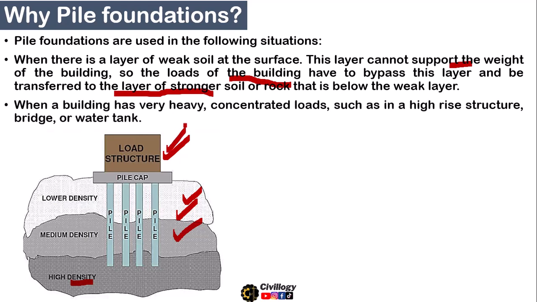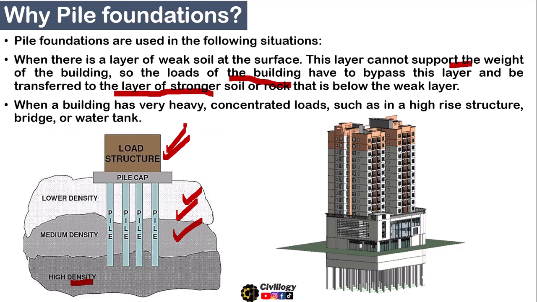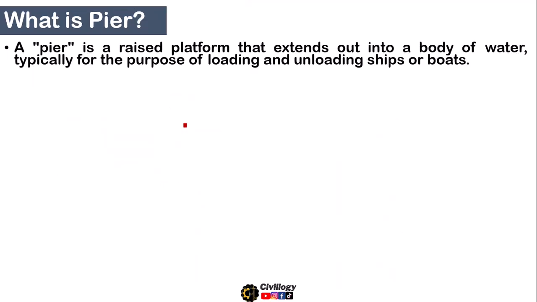Okay, when a building has very heavy concentrated loads such as in a high-rise structure, bridge or water tank, you will have to transfer the load to the lower layers of the earth surface to distribute it over a larger area. Okay, it's over for pile. Now let us discuss what is a pier. A pier is a raised platform that extends out into a body of water, typically for the purpose of landing or loading and unloading of ships or boats.